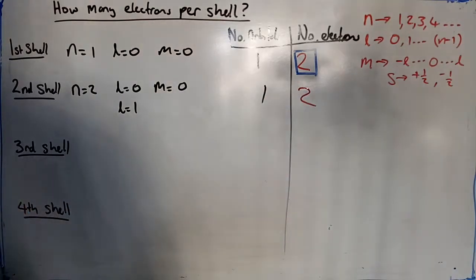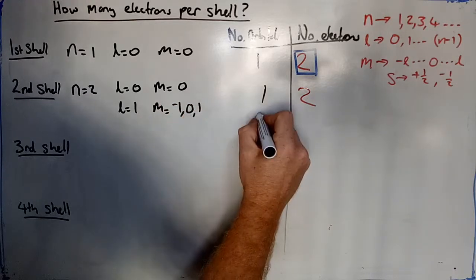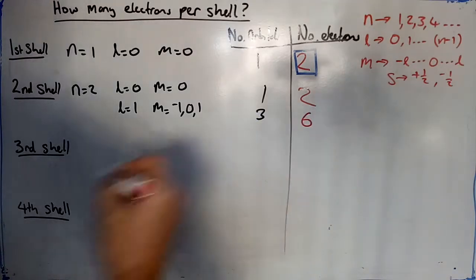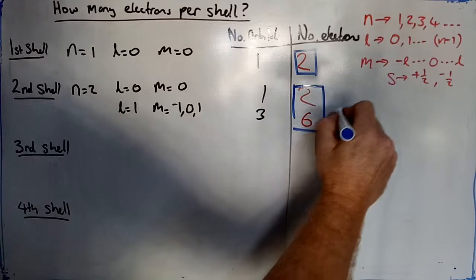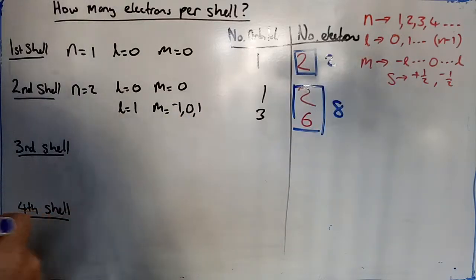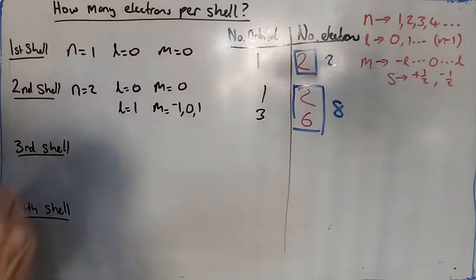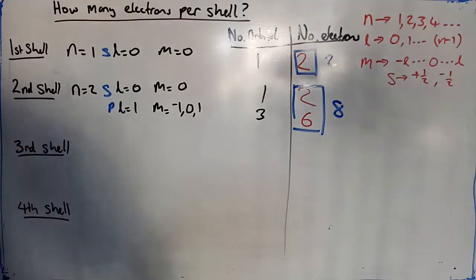If L equals 1, then M could be negative 1, 0, or 1. That's 3 orbitals. Each can contain 2 electrons, for a maximum of 6. So the total number of electrons that can be contained in the second shell is 2 plus 6, which is 8. While we're here, I'm going to label the subshells with S, P, D, and F. Well, just S and P so far, because this depends on the value of L.